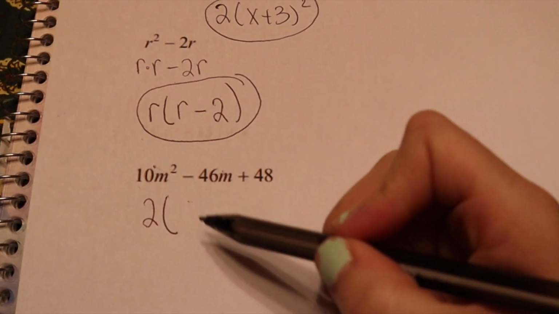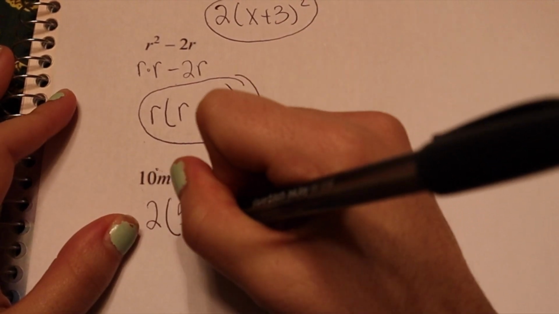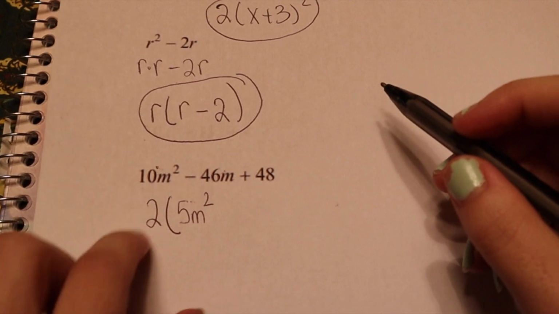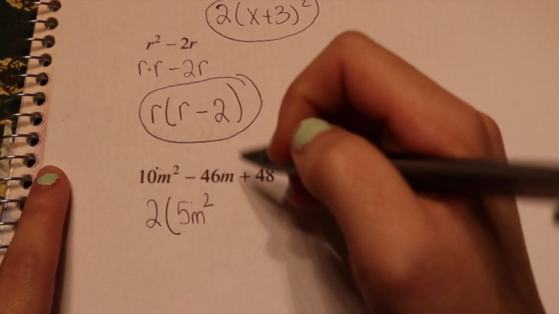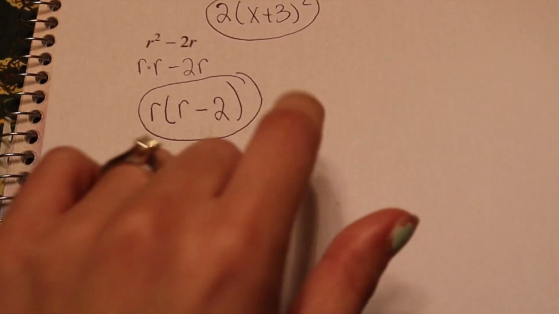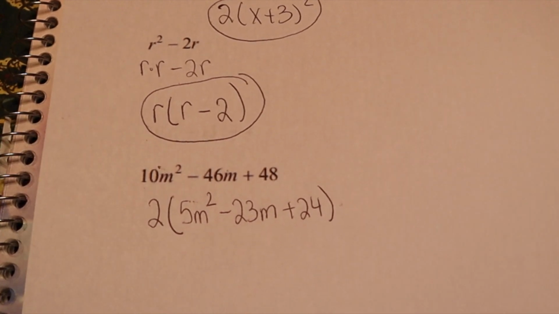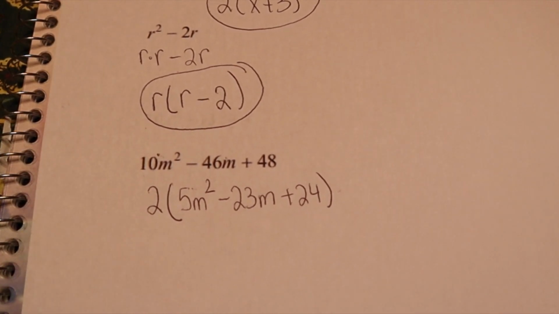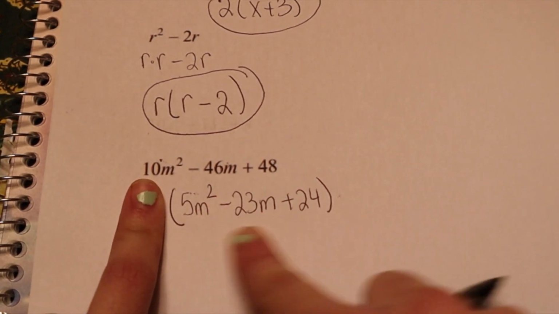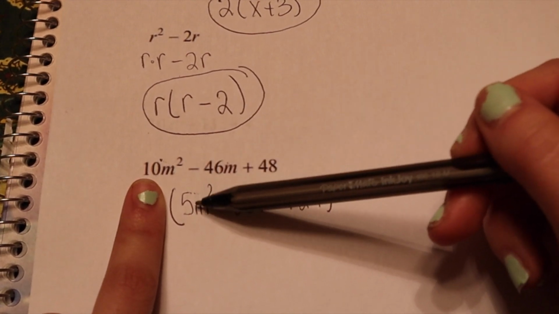So now I need to make this 10m squared. So 2 times 5m squared will multiply back and give me 10m squared. 2 times what will give me 46? That's going to be negative 23m. 2 times what will give me 48? This will be plus 24. So now this is looking like what we're used to. I'm going to ignore the 2 out front, and now I'm going to look at how to factor this trinomial.